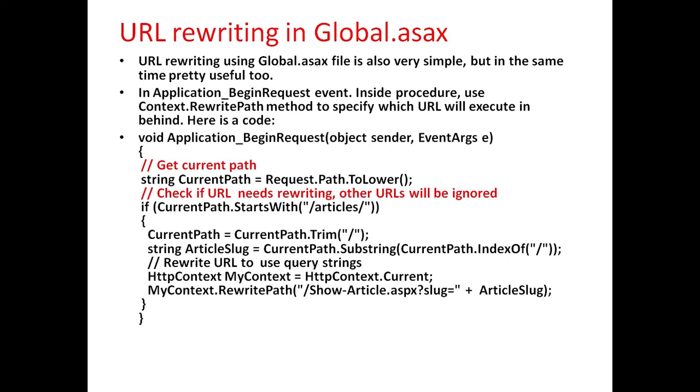Here, first we will get the current path. Then we will check whether the current path starts with our requirement, and if it is okay, we will get the current path substring, and then we will create an object of the HttpContext class, and with that we will rewrite the path.